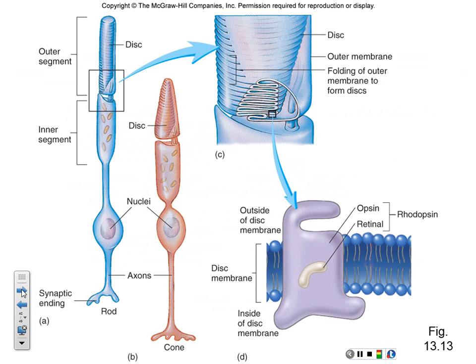The retinal is one that switches on and off, the rhodopsin. Okay? Because you see, these are the discs that increase the surface area, and that's where you have this protein here. So opsin is the protein. It's a transmembrane protein. You see, this is the membrane, and this is the retinal.